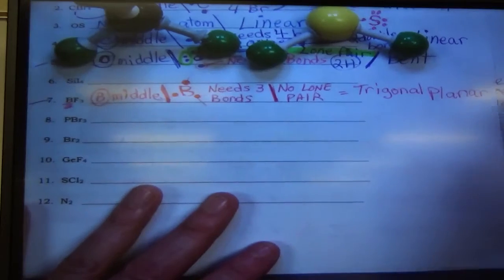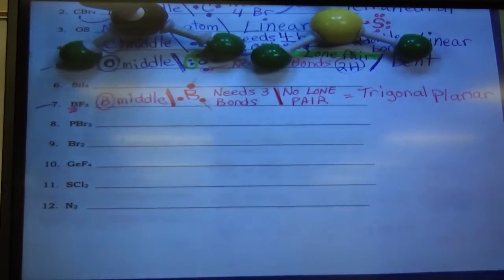Okay, so we've done 6 examples together. All the examples are available on Schoology if you need them. So I hope you find that helpful.